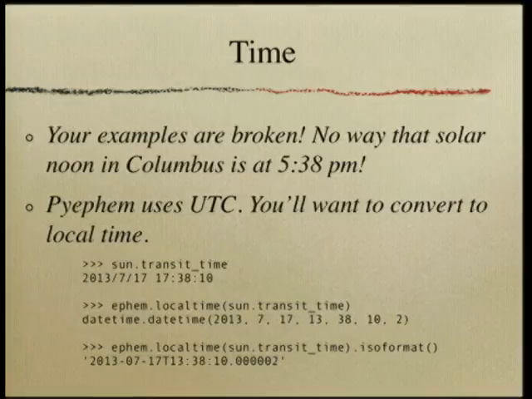So you can see sun.transit time on the 17th, yeah, it says 17 o'clock. No. So then you put it in local time, and you'll get a Python datetime object back from the standard library. And ISO format is a really cool function if you want something that's just a little easier to read. It'll tell you year, month, day, hours, minutes, seconds.